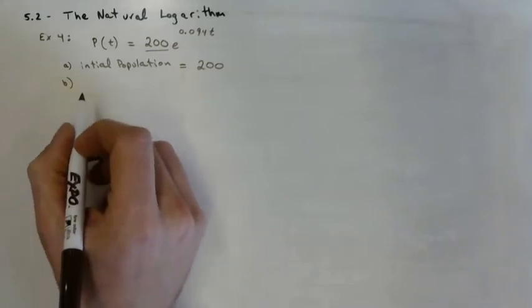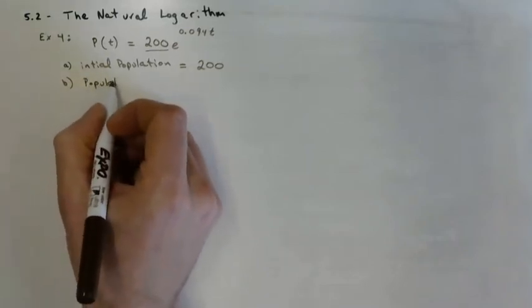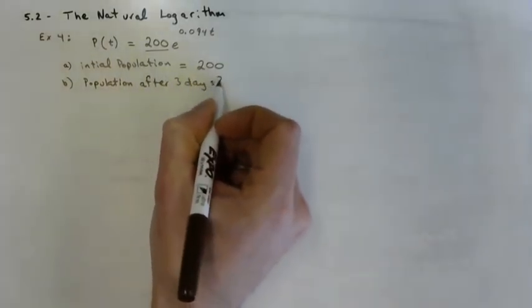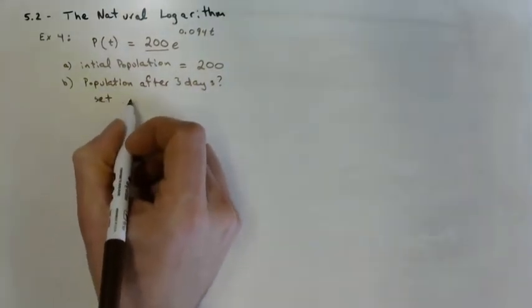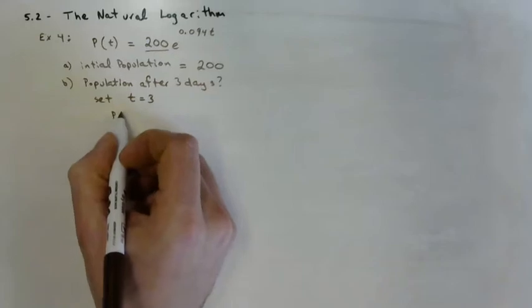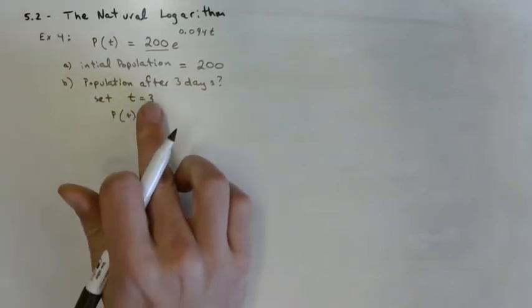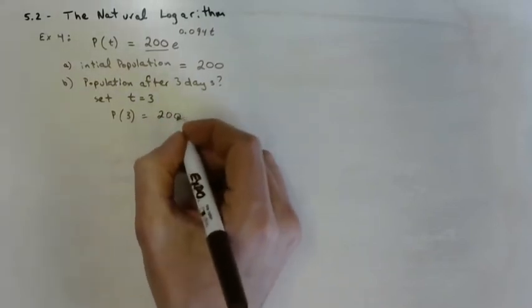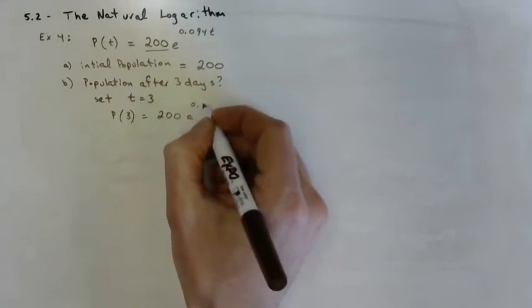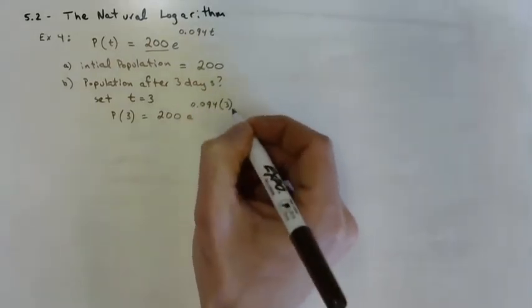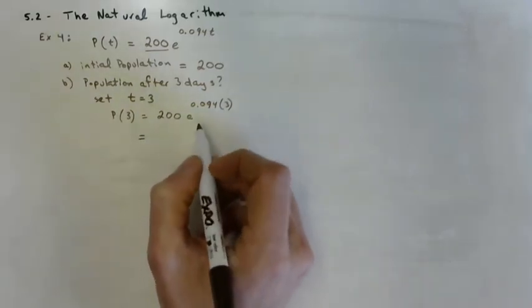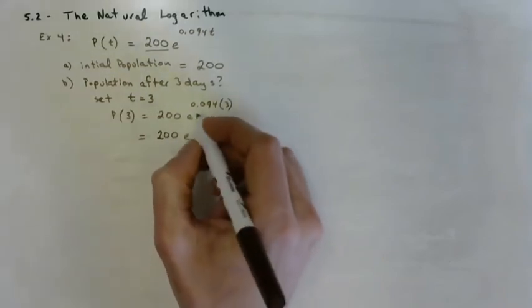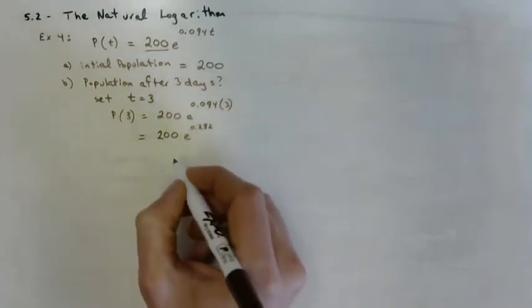B says estimate the population after 3 days. So we need to set t equal to 3 and then just sub that into our population function. Sub t equals 3 in. We get 200 times e to the power of 0.094 times 3. We can simplify our exponent. We get 200 times e to the power of 0.282.